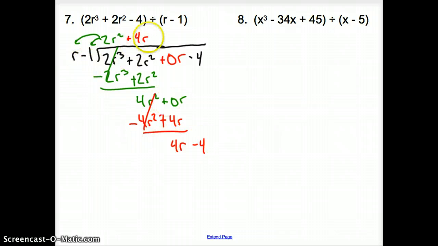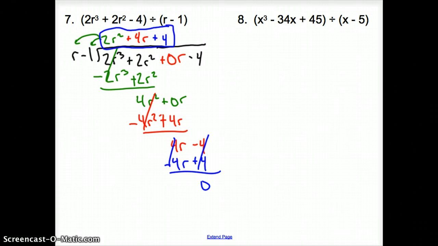How do we match it up? I have to take that guy times a positive 4. So 4 times r is 4r, and a minus 4r. Last thing I have to do, change the signs. You add up. Gone and gone. So we're left with a 0. So now is there a remainder? No, there is no remainder. So this is our final answer. One more, ladies and gentlemen. Hang in there. You're doing great.